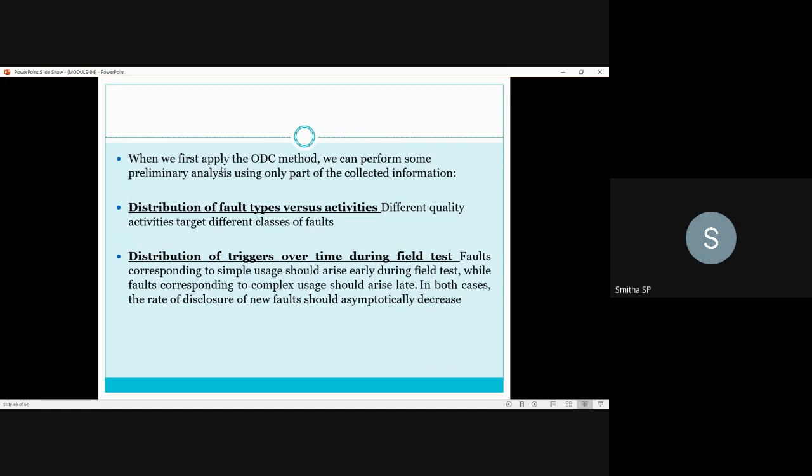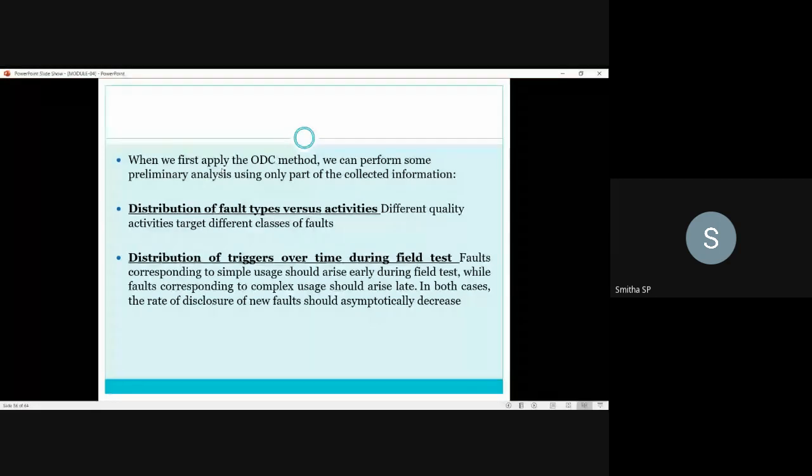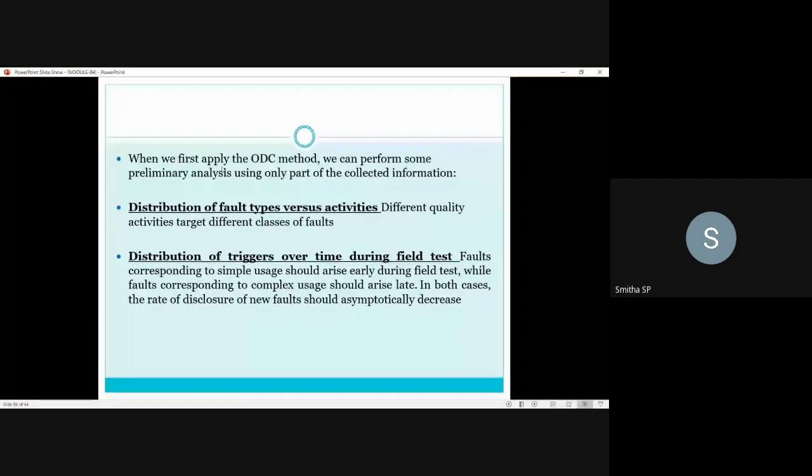There are different quality activities that target different classes of faults. Different activities will be targeting the different classes of faults. You later study what the classes of faults are. Next, distribution of triggers over time during field test.